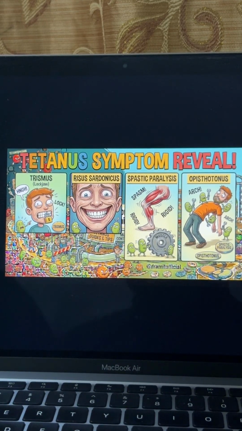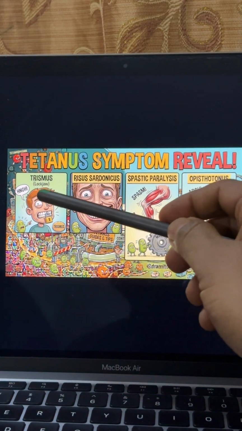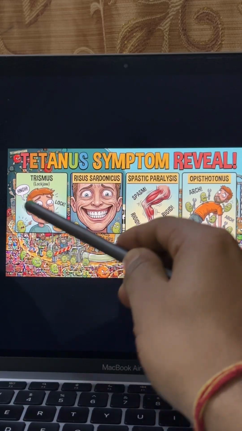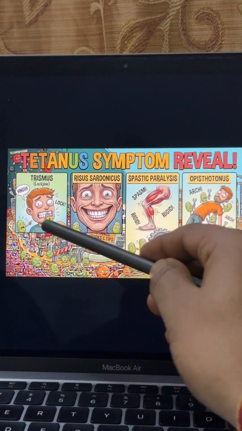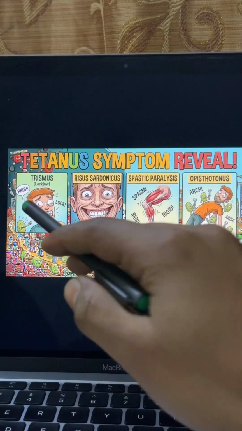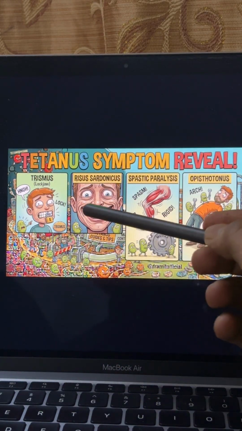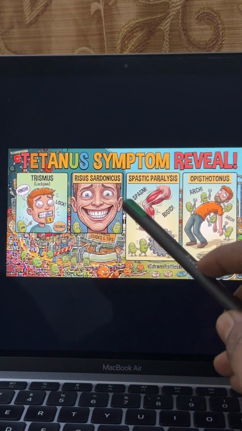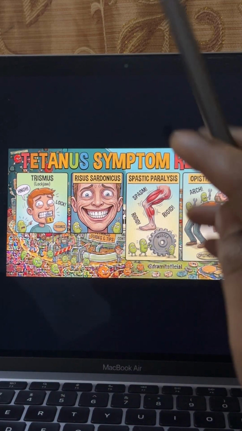Now let's understand the clinical presentations from this figure. So this is trismus. The jaw is locked, so just remember this figure. Trismus means locked jaw. The jaw is locked and the patient will have difficulty in opening the mouth. Then the second one is risus sardonicus. I've already told you the eyebrows are raised, and with an open grin.